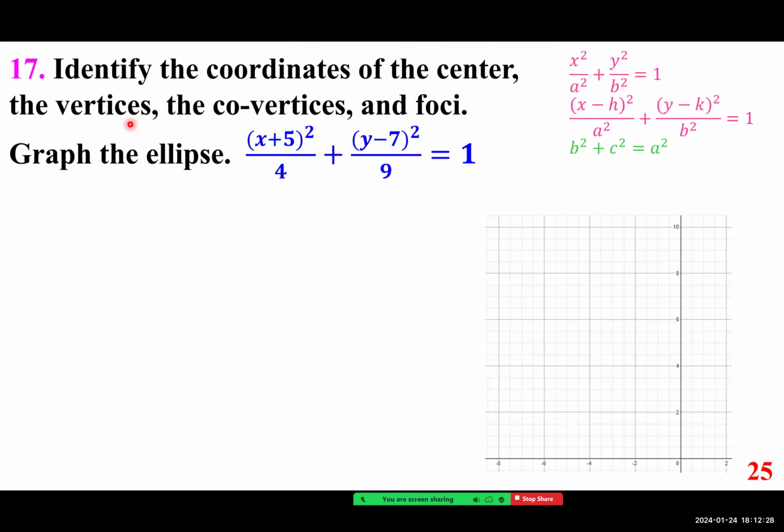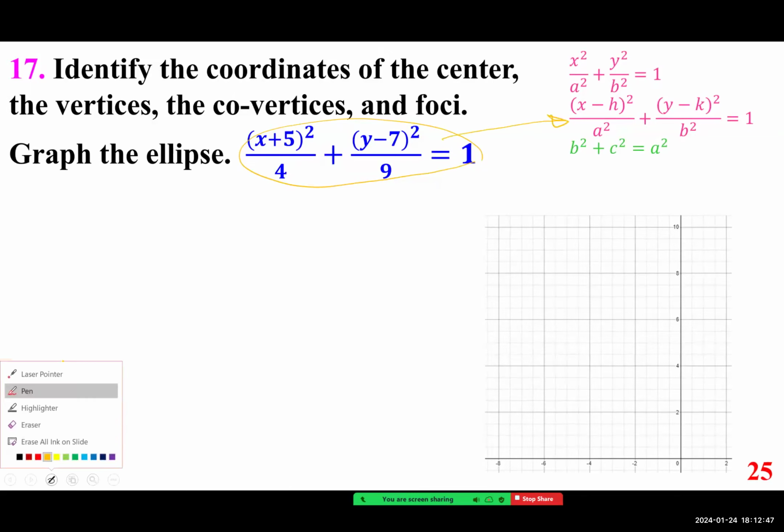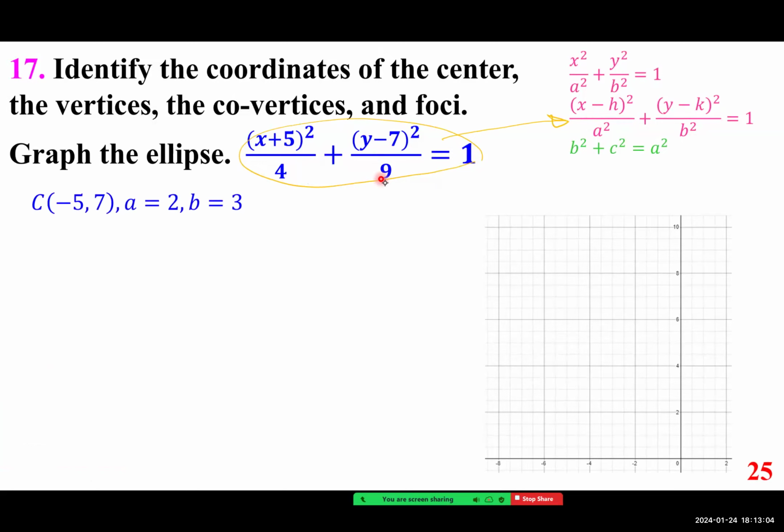Identify the coordinates of the center, the vertices, the co-vertices, and foci. Graph the ellipse (x plus 5) squared over 4 plus (y minus 7) squared over 9 equals 1. And we are going to compare this to this one. And clearly, the center is located at -5, +7. a is 2, because you take the square root of 4. And b is the square root of 9, or 3. So that's just by comparison. Compare these two, we get those values.